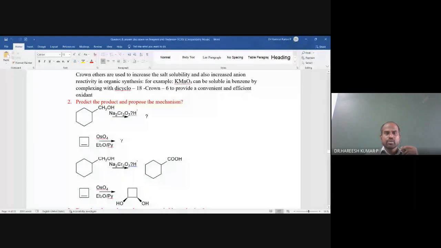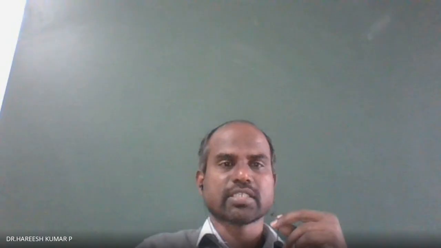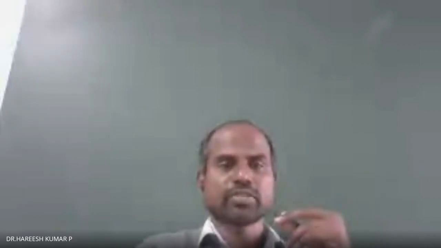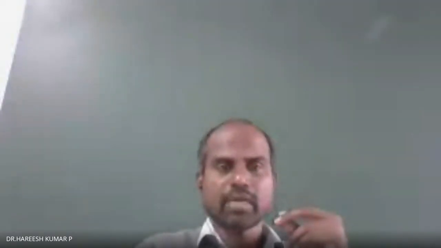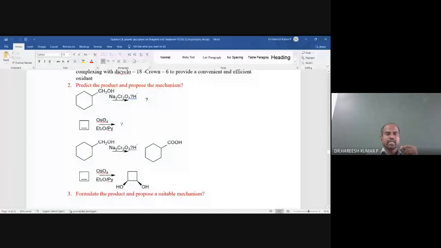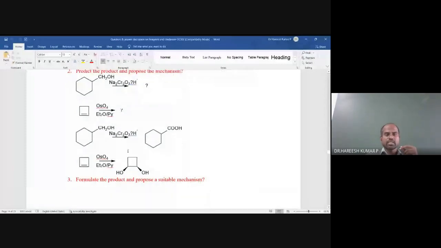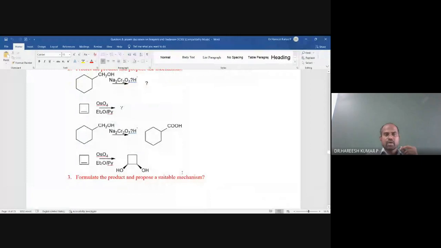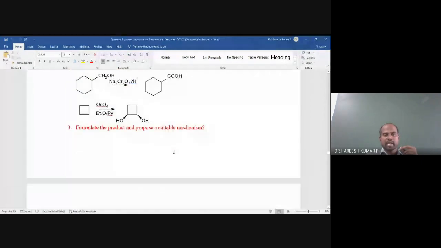So cyclohexyl carbinol. This is called carbinol. It is converted into cyclohexyl carboxylic acid when it is treated with sodium dichromate in presence of H plus. And cyclobutene, when it is treated with osmium tetroxide, converts the double bond into cis diol. And next question, formulate a product and propose a suitable mechanism.